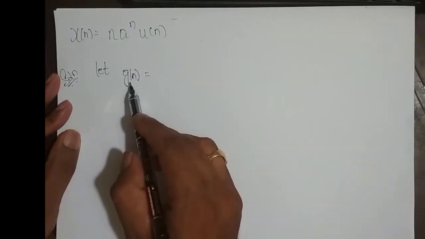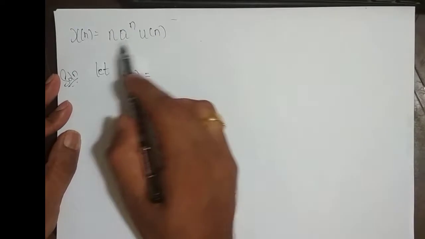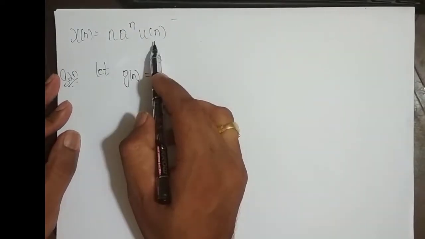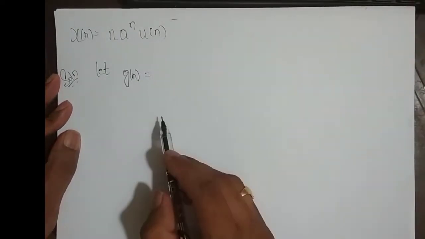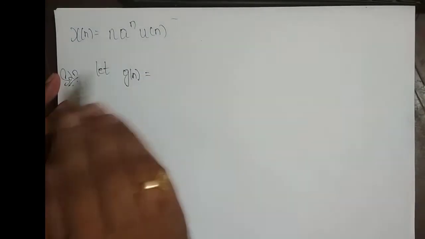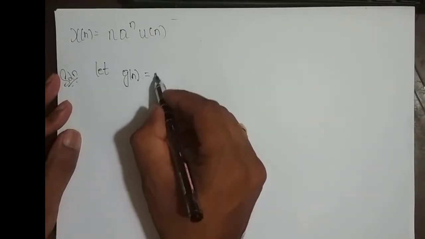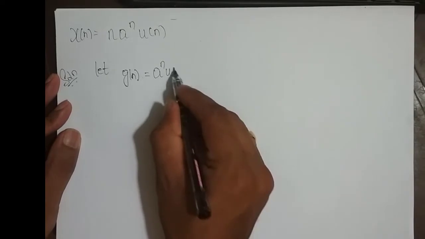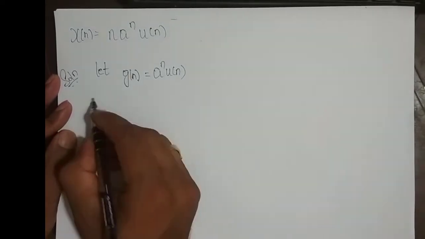Or you can call g of n as n into u of n. In that case, what is the Z transform of n into u of n? It is Z divided by Z minus 1 whole square with magnitude of Z is greater than 1. So anything is fine. So here I will call g of n as a power n u of n. Okay. So what do I get as x of n?